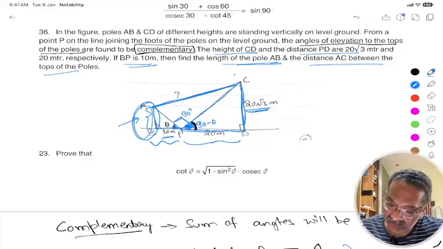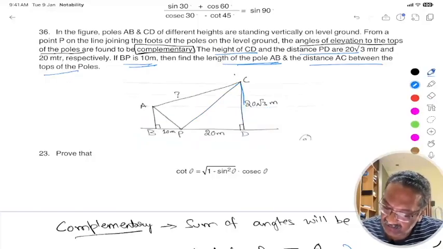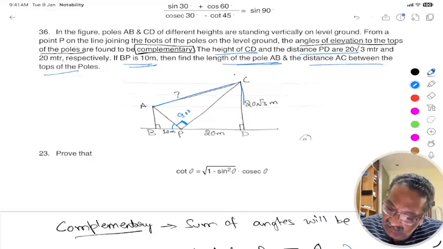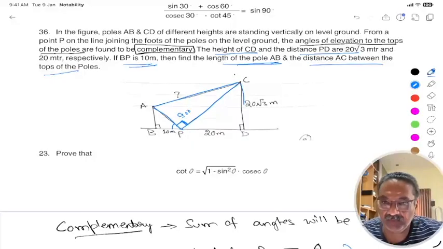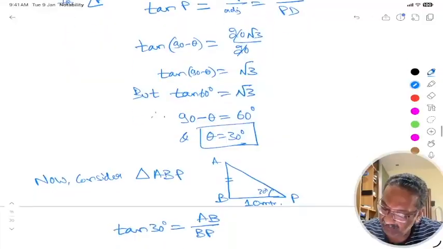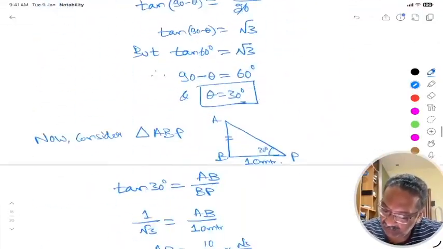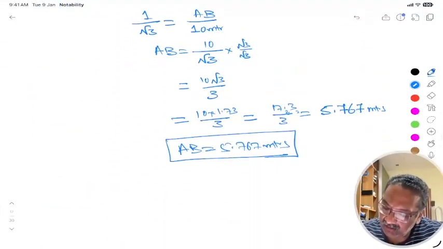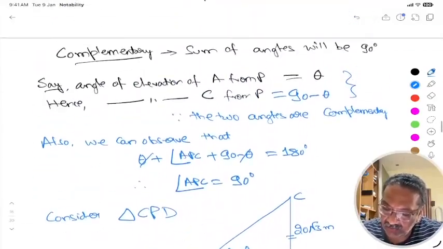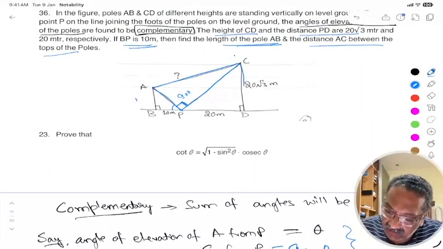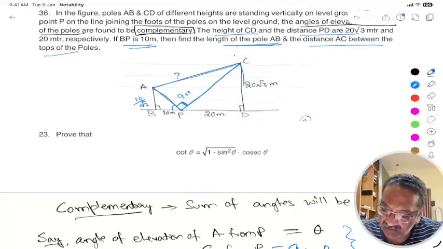Okay, let me erase all the markings. So we know this angle is 90 degrees, right? So this is 90 degrees, and AC is nothing but the hypotenuse. So we need to find these two sides. Now, do I know AB? We have already found AB. How much is it? 5.767, or I can also take this as 10 by root 3. So this is nothing but 10 by root 3.